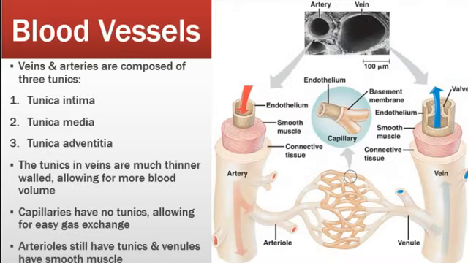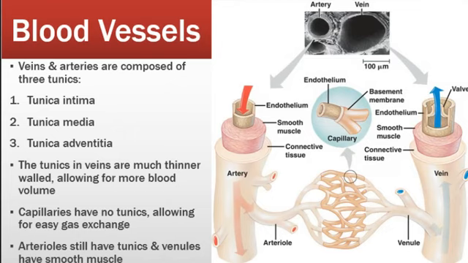Okay, so let's talk about those blood vessels for just a little bit right here. The veins and arteries are composed of 3 tunics. We have the tunica intima, tunica media, and the tunica adventitia. The veins are much thinner walled, allowing for more blood volume, whereas the arteries actually have a layer of muscle, a tunic of muscle, smooth muscle right here. It's there too in the vein, but much thinner. This picture doesn't show it very well.